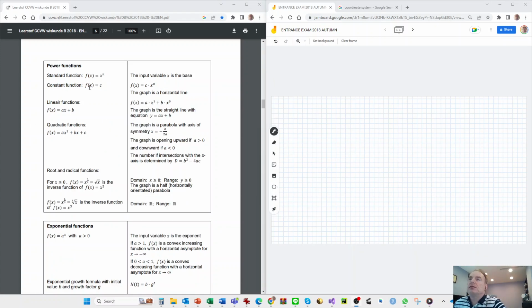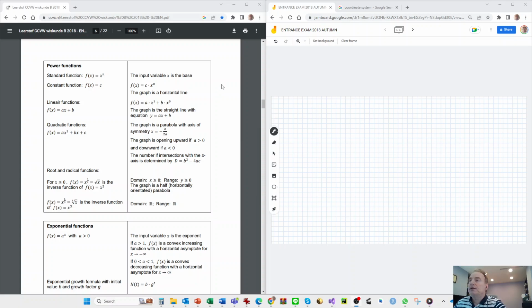Page 6 goes into more details on the power functions. So the simplest one is just a constant horizontal line, which is when n equals 0. Then you have linear functions, a line, ax plus b, where a is the slope and b is the y-intercept. And then you have quadratic functions with a highest power of 2, so ax squared plus bx plus c.